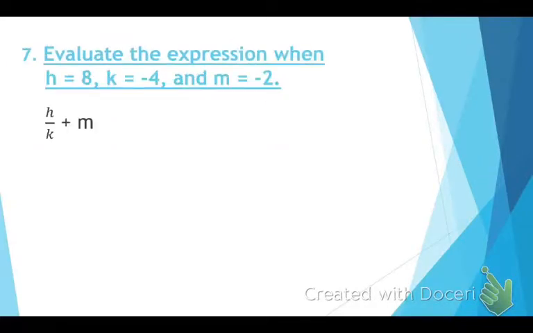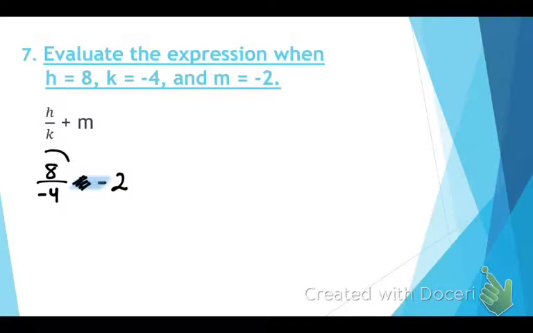For this one, we're evaluating the expression when h equals 8, k equals -4, and m equals -2. So we're just going to plug in for those letters. Instead of h, what will I put? 8. Instead of k, -4. Bring down your plus sign. Instead of m, I'll put -2. Okay, we've got a case of the double signs right here. Who will always win? The negative. When you add a negative number, it simply means you're subtracting.